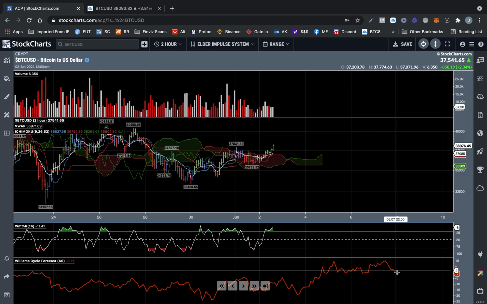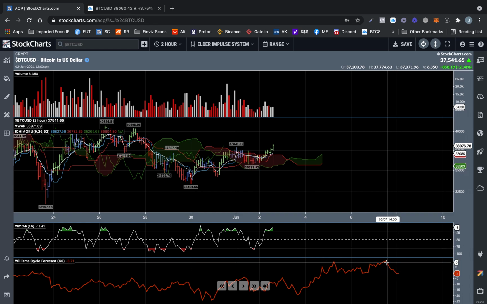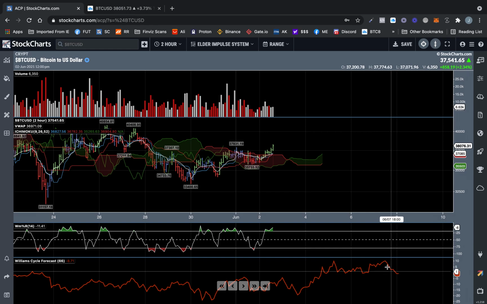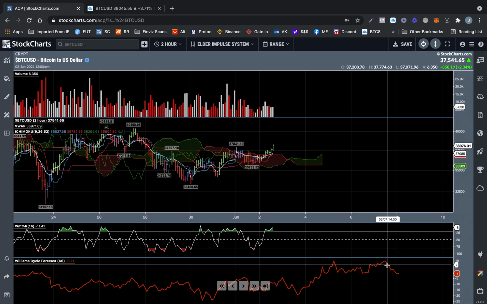Looking like a pretty good little dip around June 7th, that'd be around 7 a.m., I guess, on June 7th. Might expect some kind of dip. What day is the 7th? On a Monday? Okay.